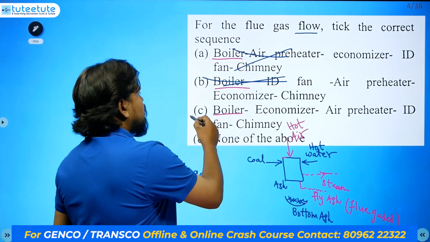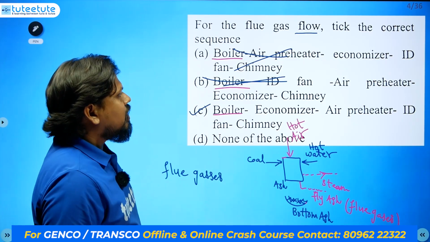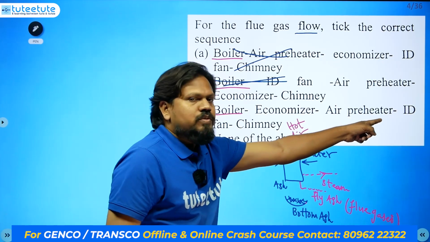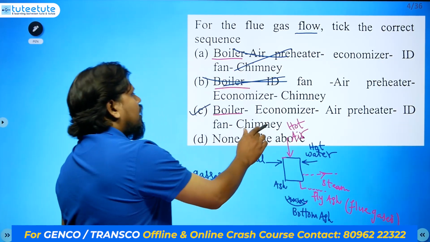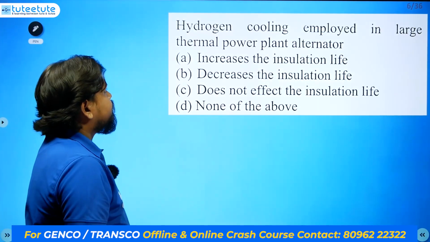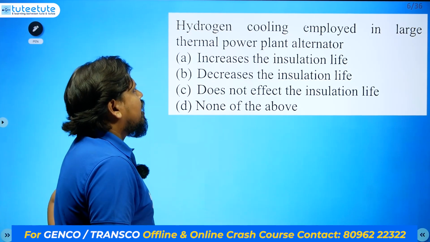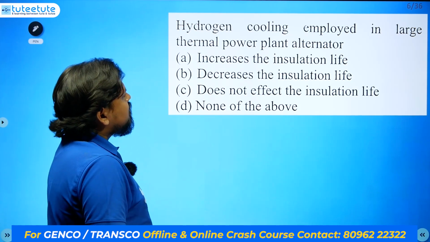The answer for this question is boiler, then superheater, economizer, air preheater, after that electrostatic precipitator, then induced draught fan, and chimney. This is the order. After that, atmosphere only.